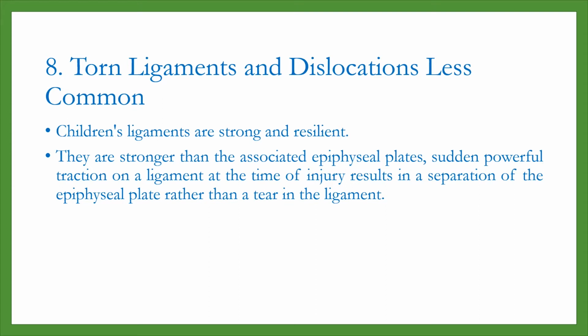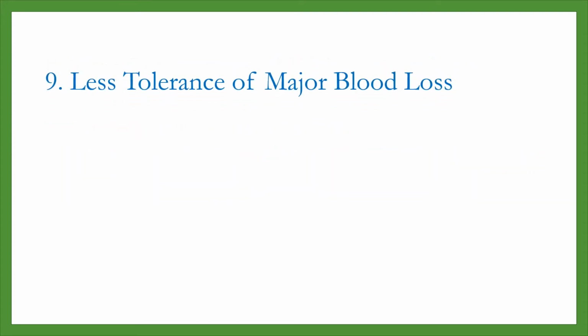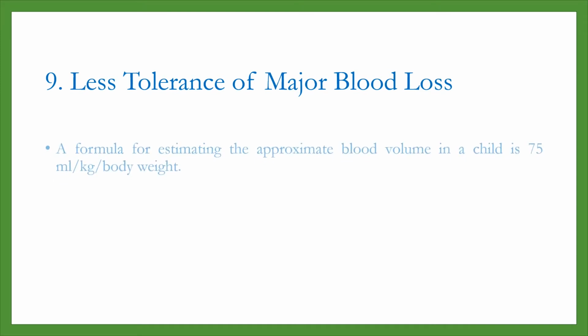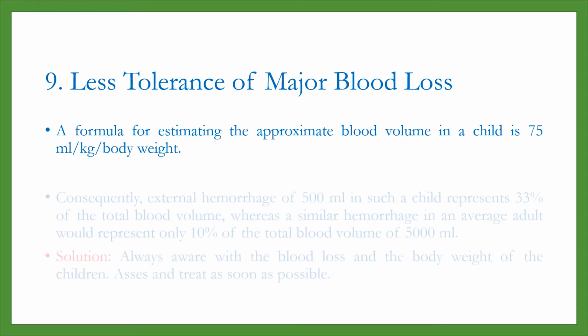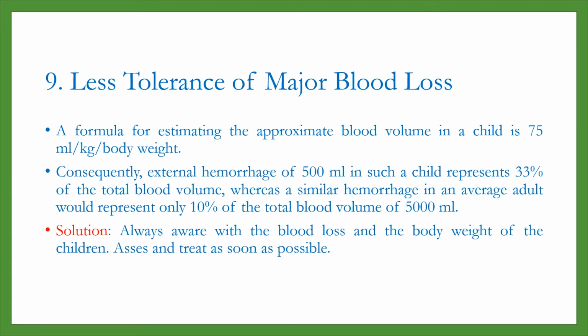9. Less tolerance of major blood loss. A formula for estimating the approximate blood volume in a child is 75 ml per kilogram of body weight. Consequently, external hemorrhage of 500 ml in such a child represents 33% of the total blood volume, whereas a similar hemorrhage in an average adult would represent only 10% of the total blood volume of 5,000 ml. Solution: always be aware of the blood loss and the body weight of the child. Assess and treat as soon as possible.